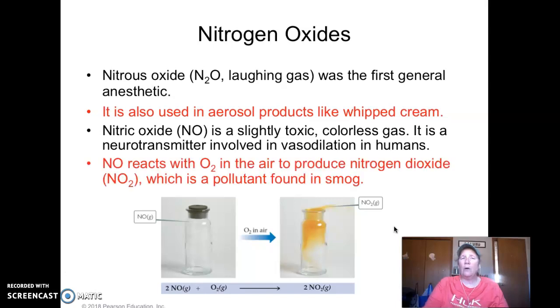Okay, NO reacts with oxygen in the air to produce nitrogen dioxide, which again is the pollutant found in smog. So again, we talked about that before already, if you remember the London fog video. Okay, smog is not a good thing. Usually it starts from the pollutants from your car, and then you have to have certain conditions with the atmosphere, and then you'll get smog. And if you breathe it in, it's bad for your respiratory system. It's hard on your eyes. It's just not a good thing.